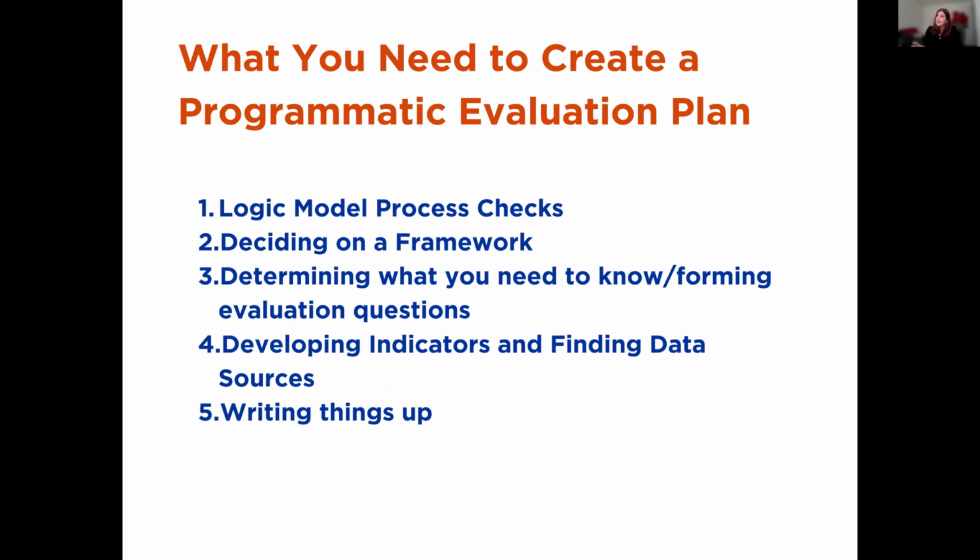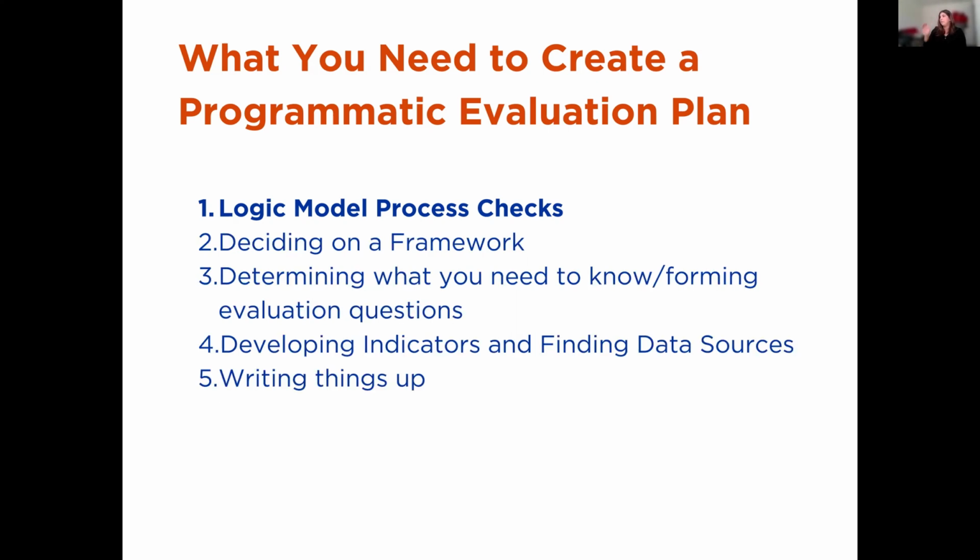All right. So when we think about creating a programmatic evaluation plan, there are some pretty well thought out steps, and different people will tell you how these steps lay out a little bit differently, but I feel like distilling it down to 5 feels pretty warm and gooey and friendly. So particularly thinking about what we need to do and how we're going to talk about it today, we're going to talk about doing logic model process checks once you've completed your logic model, deciding on an evaluation framework, determining what you need to know and forming evaluation questions, developing indicators and finding data sources, and then writing all things up, right? Creating a written plan for how you're going to do all these things. So let's start with our process checks first.